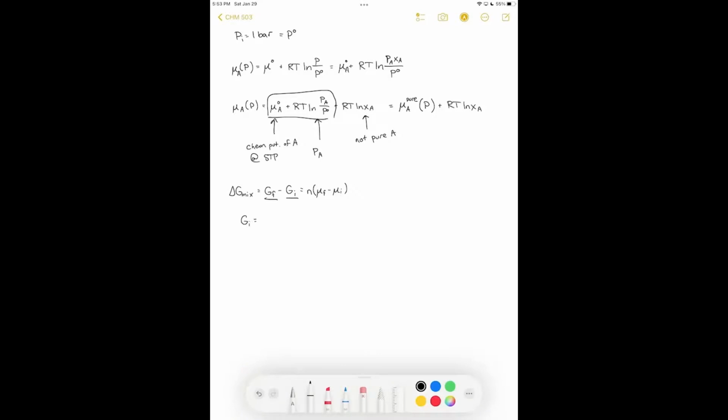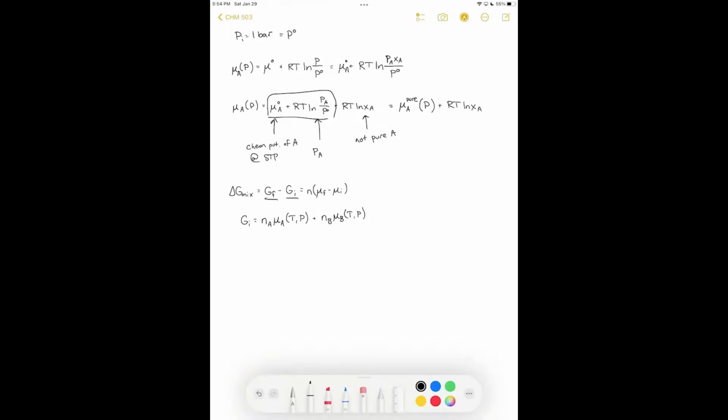So the initial Gibbs free energy is the following. It's equal to n times the chemical potential of the initial state. If we have two gases prior to mixing, they are pure, and their Gibbs free energy is equal to Na, the number of moles of substance A, times mu A, the chemical potential of A, at whatever temperature and pressure it's at. And then we also have Nb times the chemical potential of B at whatever temperature and pressure B is at.